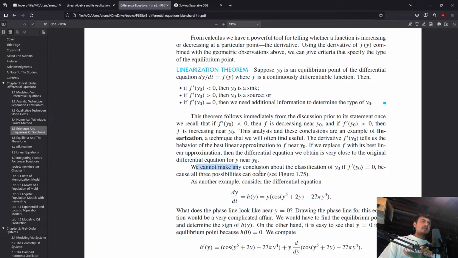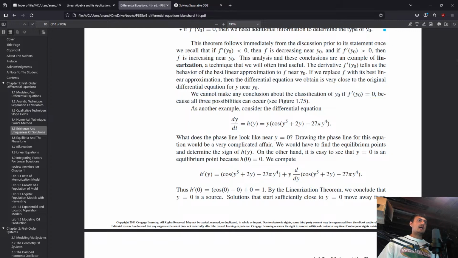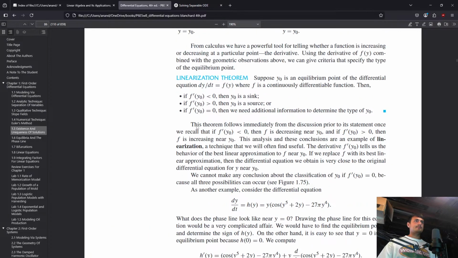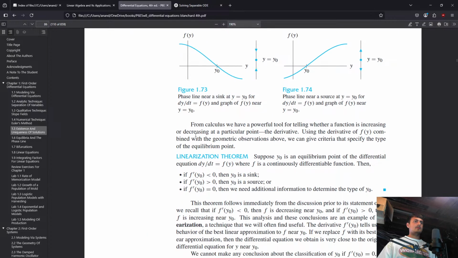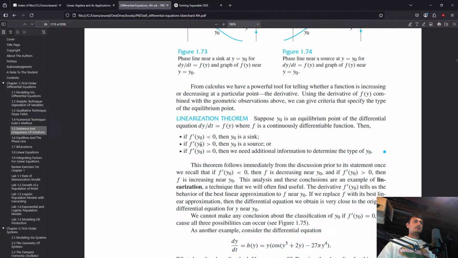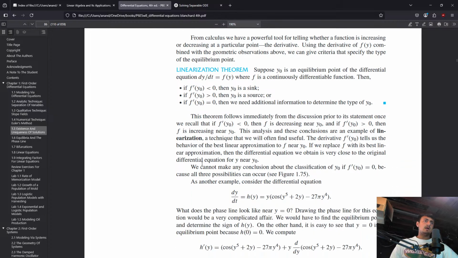We cannot make any conclusion about the classification of y0 if f prime of y0 is equal to 0, because all three possibilities can occur. I'm guessing it means source, sink, and node.